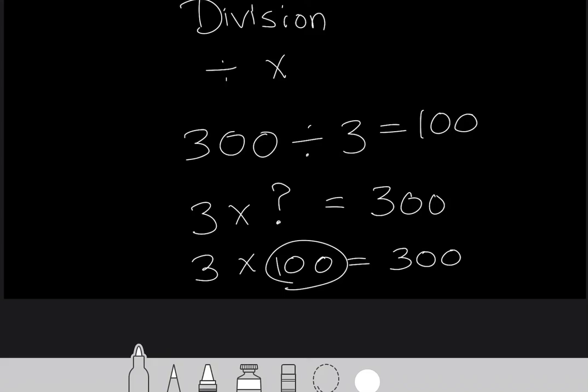I hope that helps. Multiplication and division can be so much fun. Don't forget to practice your facts though, because that's going to be what helps.